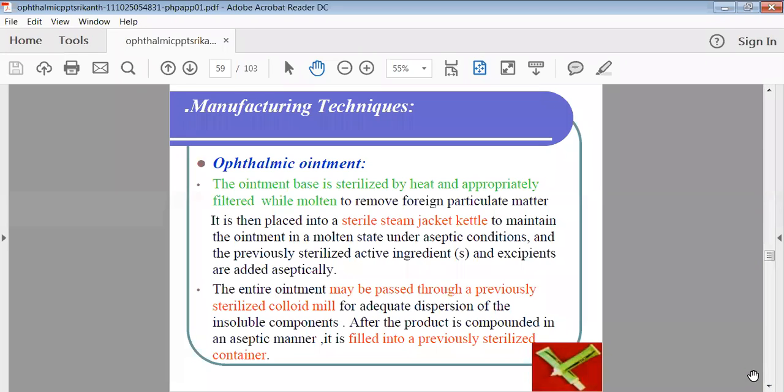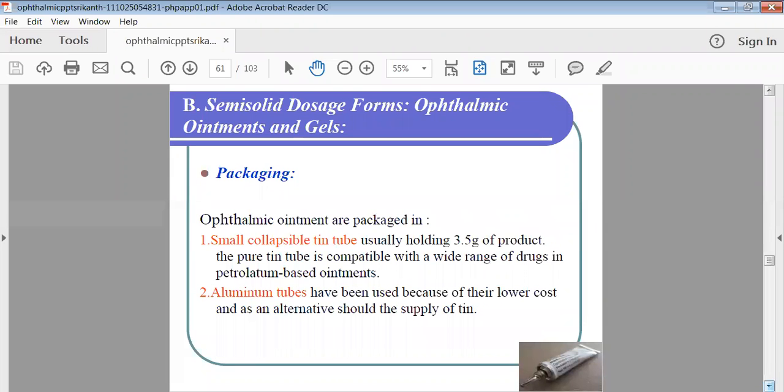Then finally it will be filled inside the final container. Generally, ointments are packed inside small collapsible tubes. Everybody might have seen collapsible tubes; nowadays we have toothpaste in collapsible tubes. Simply you have to press it gently and you will get your product. Generally the capacity of these tubes is 3.5 gram, and we use them for the filling of ointments.